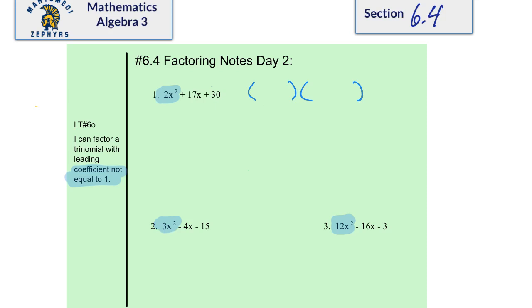So what we're first going to do in this case is multiply the 2 times 30, and we are going to get 60. That's going to become one of my new key numbers. Instead of two numbers that multiply to the 30, we are going to have two numbers that multiply to the 60. I got that from the 2 times 30. But they're still going to have to add up to that middle term of 17x.